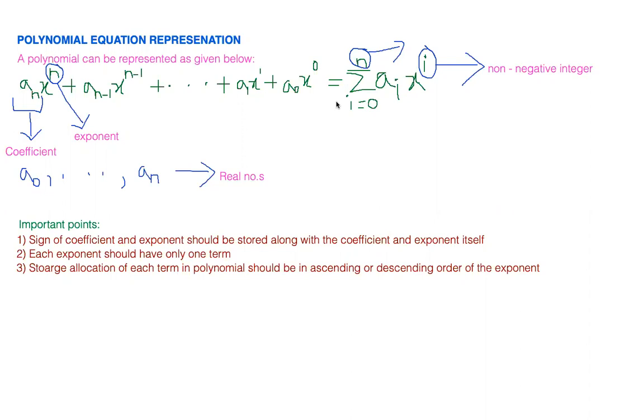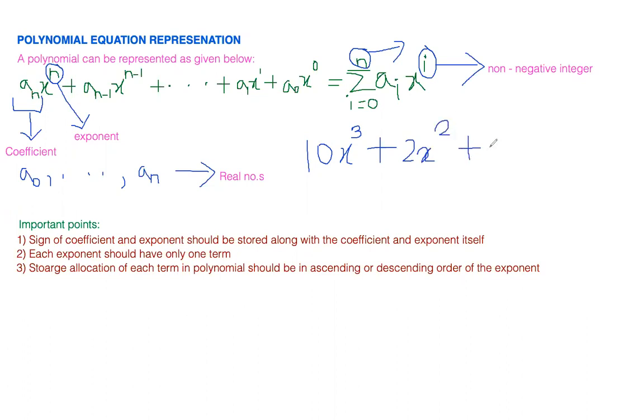So each polynomial equation consists of two parts. One is the coefficient part and the other is the exponent part. So let us see an example. We can have a polynomial equation like this: 10x cubed plus 2x square plus 1.